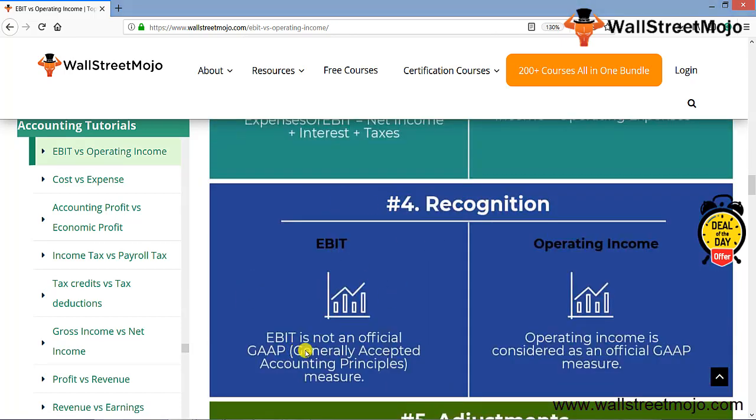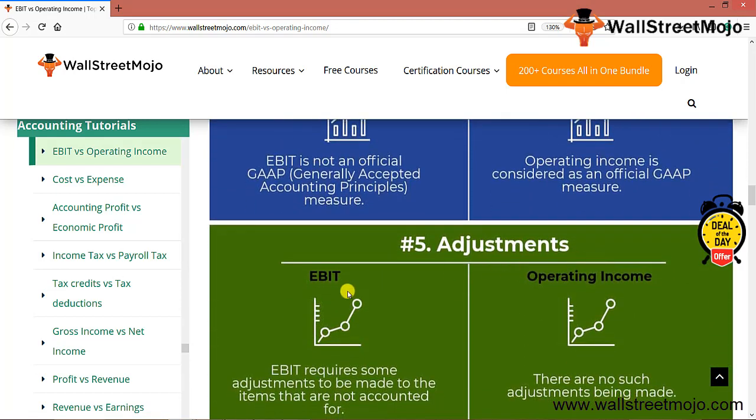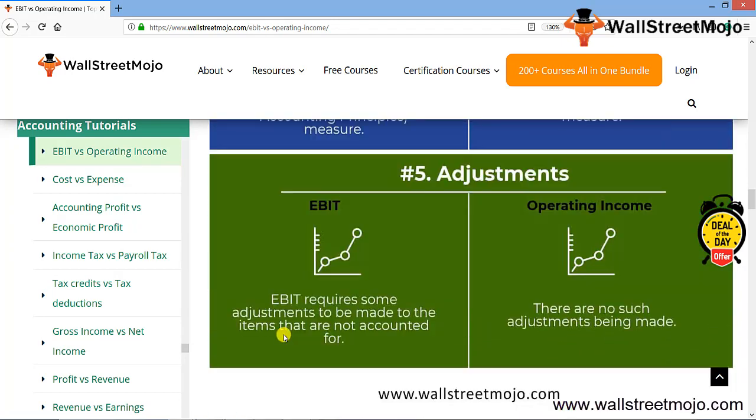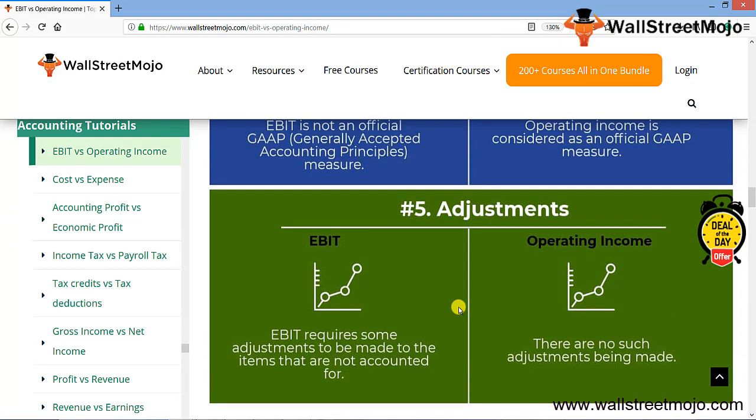Recognition. EBIT is not official GAAP, but operating income is considered an official GAAP measure. Now, what is official GAAP? GAAP means your US GAAP, or maybe your IFRS, and so on and so forth. What are the adjustments that you need to go for? EBIT requires some adjustments to be made, like what we learned here: interest and taxes need to be added back, because the debt holders will see, and the government will see, whether their money is getting covered from the EBIT. So they need to add back those two elements, but here there are no such adjustments that happen.